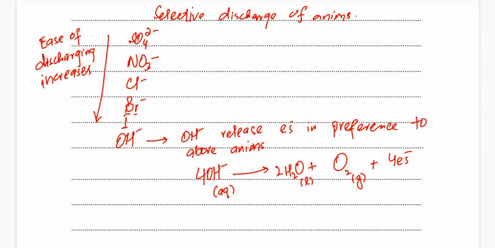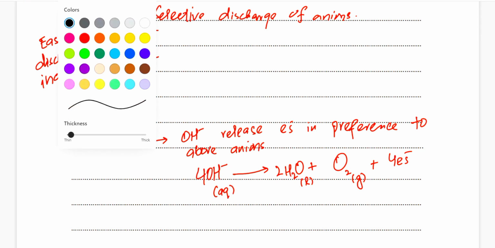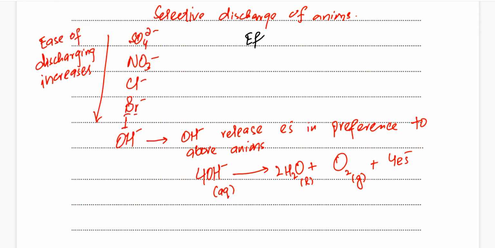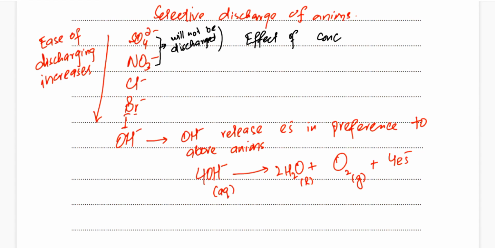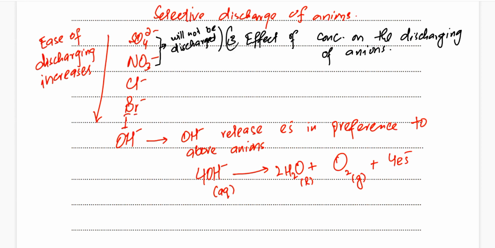Okay, but there is one more thing, the third factor, which is the effect of concentration. These both will not be discharged, not at all; they prefer to remain in the solution. Okay, effect of concentration on the discharging of anions. This is the third factor which you have to understand.